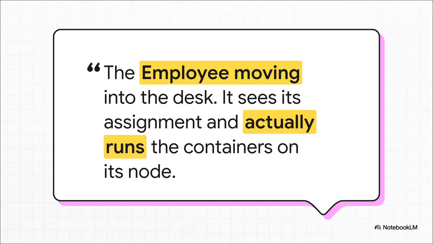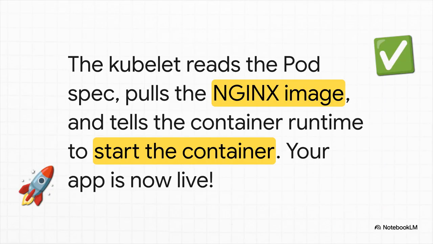Back to our analogy, the kubelet is the new employee who's just been told where their desk is. They arrive at their assigned node, see the work order with their name on it, and they get to work. The kubelet is the component that finally translates that plan in the database into actual running software on a specific machine. And here it is, the moment we've been waiting for. The kubelet sees a pod assigned to its node, it reads the pod's specification, and it tells the node's container runtime, like Containerd or Docker, hey, pull this Nginx image and fire it up. And just like that, your application is finally alive and running.